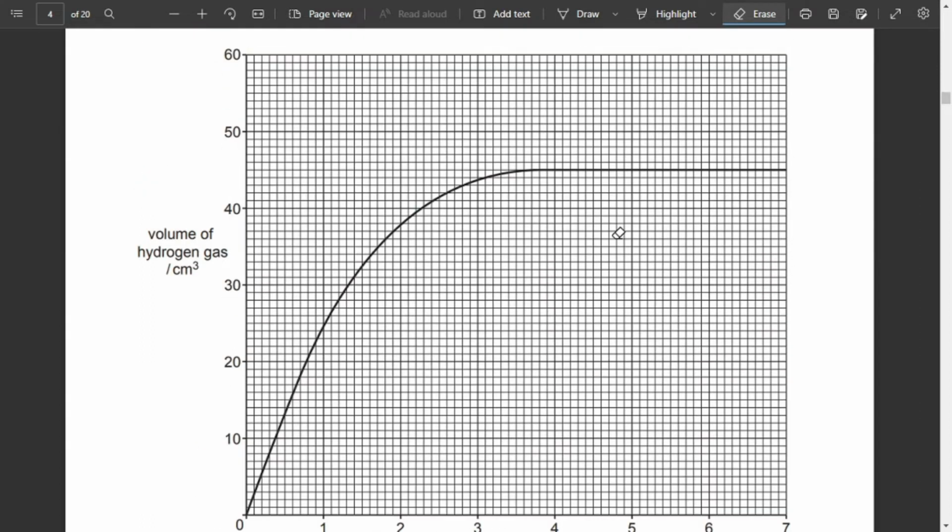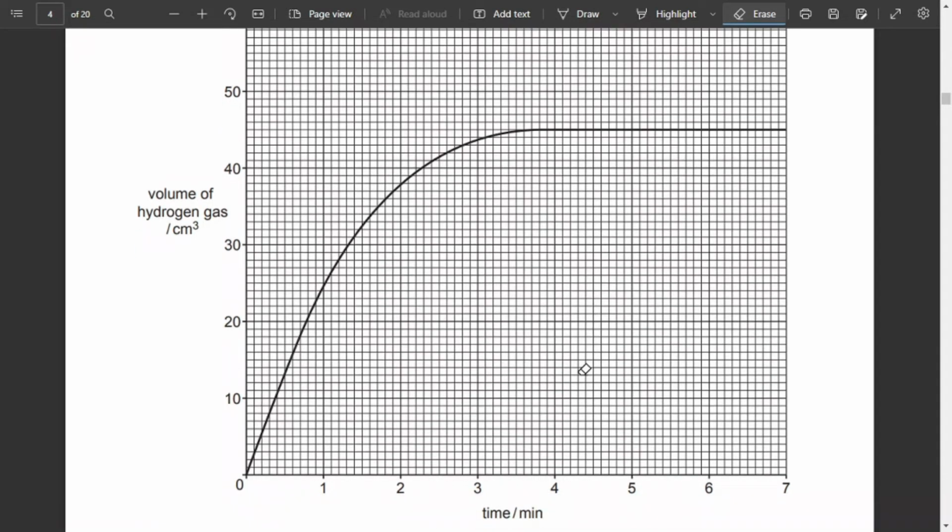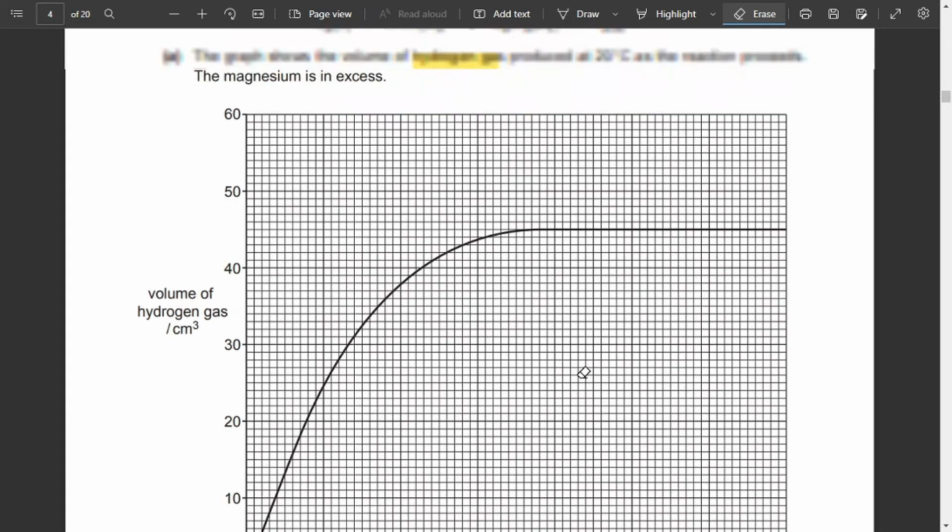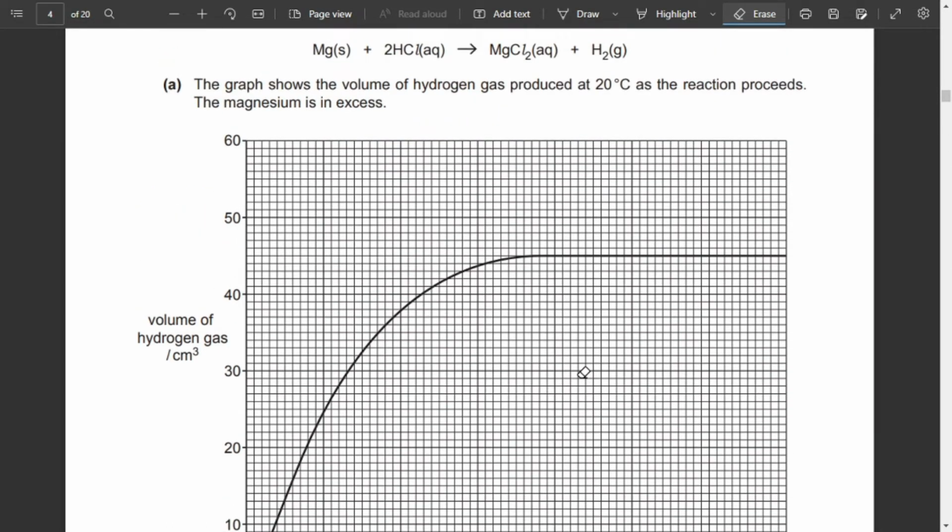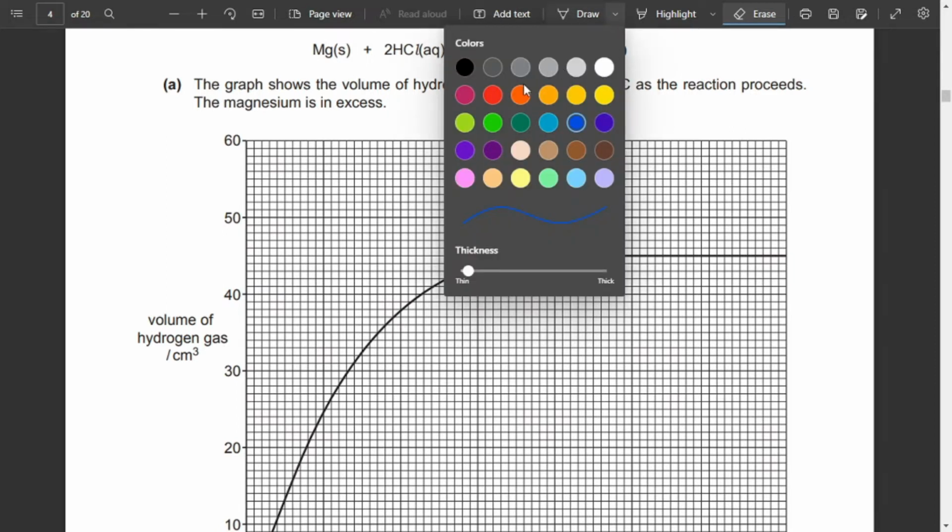So here we have a graph, and this graph basically indicates that a reaction is taking place between magnesium and HCl, and this is the volume of hydrogen gas that is being produced per time. It's basically a rate of reaction graph. At first there was this concentration of hydrochloric acid, and now it has been decreased. We need to draw a new graph with the decreased concentration value. So if we pick up this color, alright.